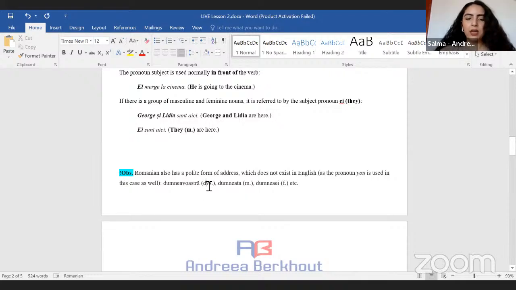Another polite form of address which distinguishes between genders are dumneata for males, dumneaei for females. But I've put this here just so you are aware of this fact. We will discuss this later on. You don't need to remember them, you just need to know that Romanian has a polite form of address.